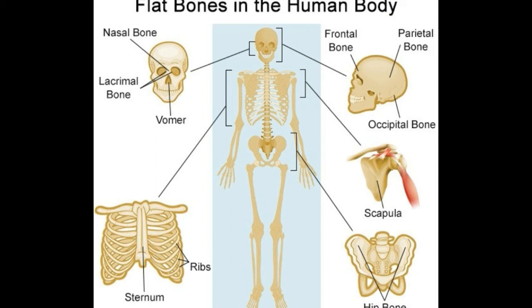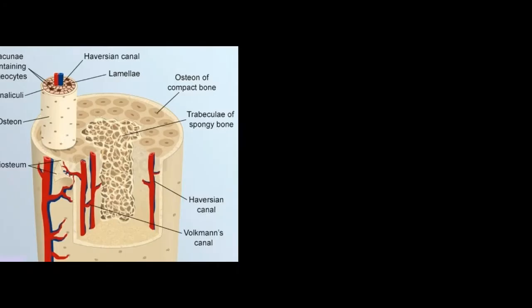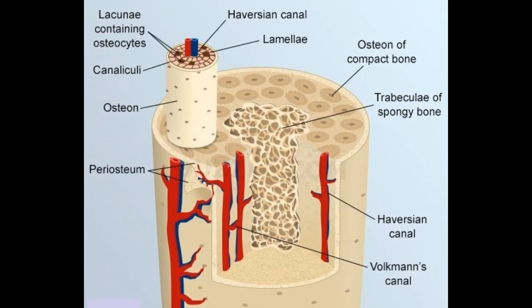Facial bones at a glance. Mandible 1, maxilla 2, palatine bone 2, zygomatic bone 2, nasal bone 2, lacrimal bone 2, inferior nasal conch 2, vomer 1. Total number of bones equals 14.